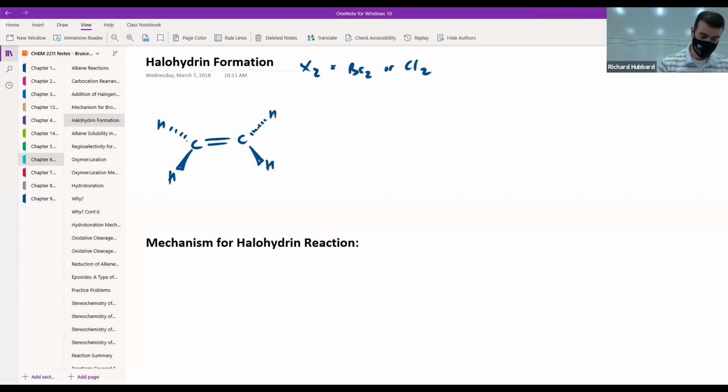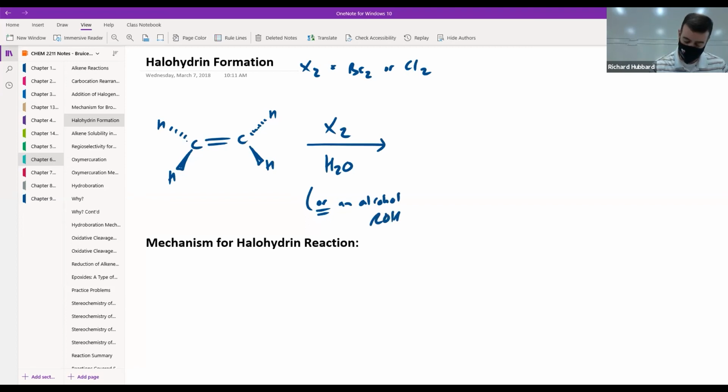All right, so I'm going to put this in here. And I say, there's my X2. Now, if I just left it at this, I'd be adding whatever our X's are, the bromines, the chlorines, and so on and so forth. But I'm adding in water or an alcohol. So we can do an alcohol modification of this as well. But first we're going to focus on water. Water gives us the following product.